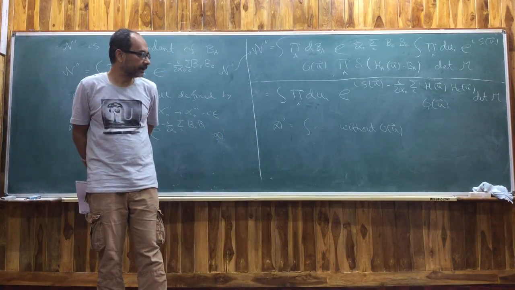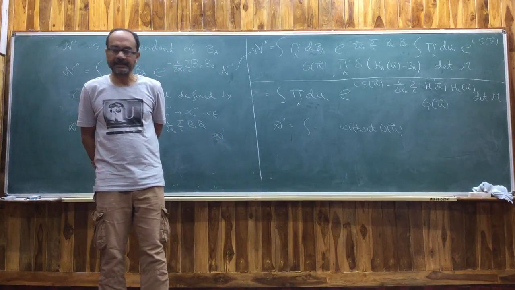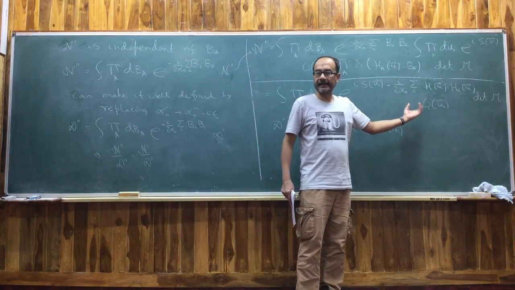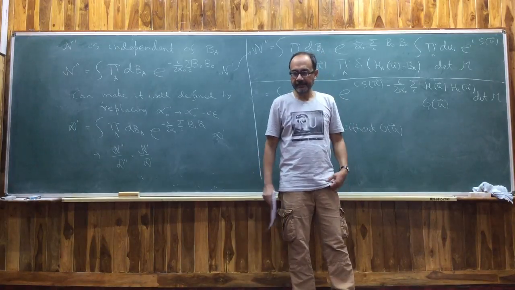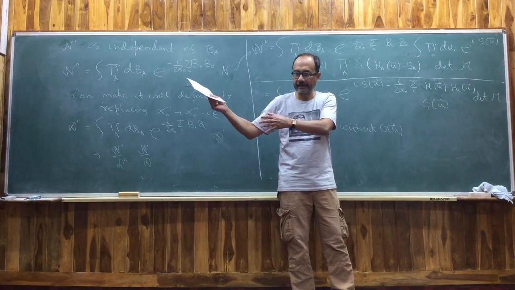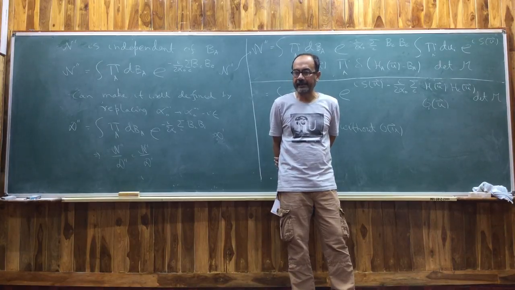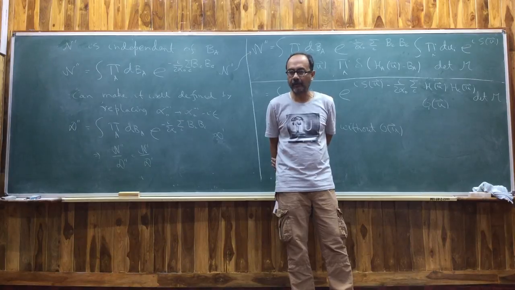But these H are arbitrary, right? H are arbitrary. So what is guaranteed is that if you choose O to be gauge invariant, then the result shouldn't depend on the choice of H. Right? Because it is equal to what we had earlier, which didn't depend on the choice of H. But if you take O to be a non-gauge invariant operator, then it will depend on the choice of H. So you can calculate them.